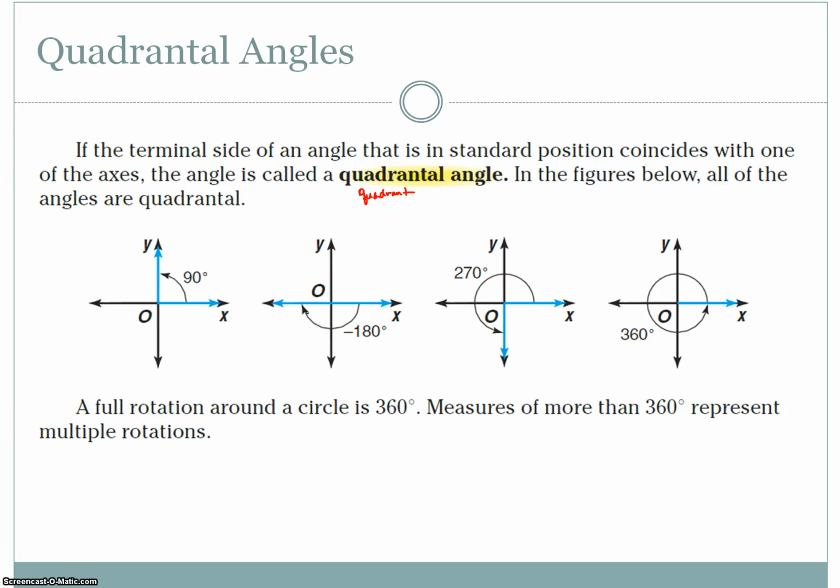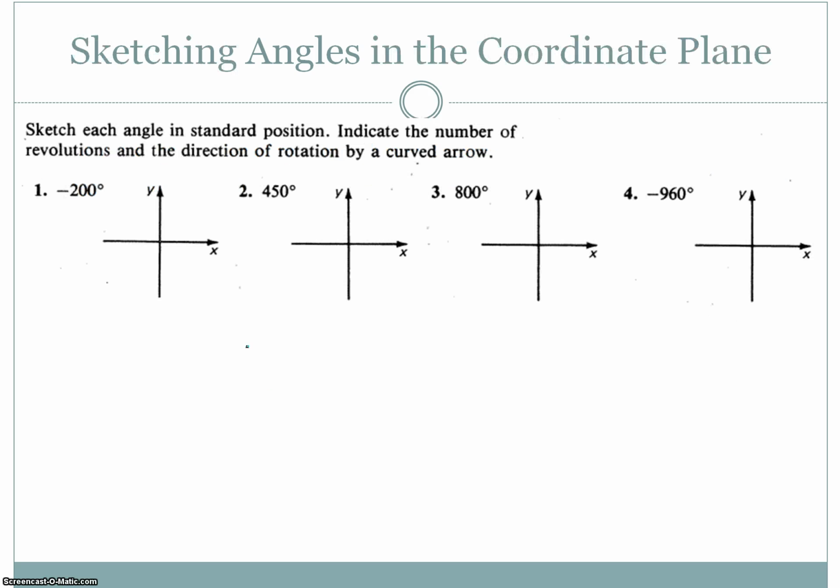So now we can look at drawing some different angles in the coordinate plane by just sort of following this idea. So a full circle is 360. Break a full circle into quadrants, or 360 into 4, and that gives you 4 90-degree segments. So sketch each angle in standard position. Remember, that means start here, and then if it's positive or negative, means we have to move in the appropriate direction. Right. So we're going to go negative 200 degrees.